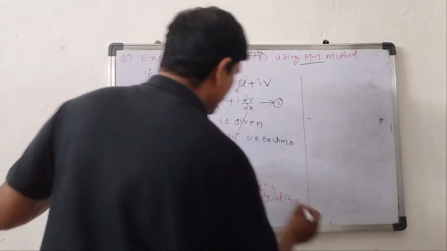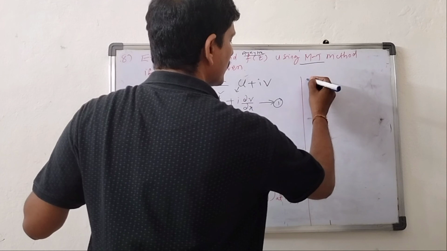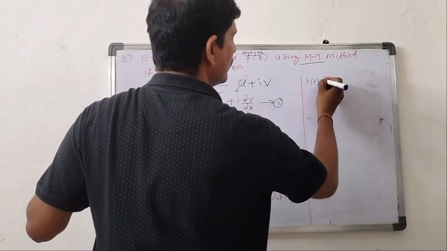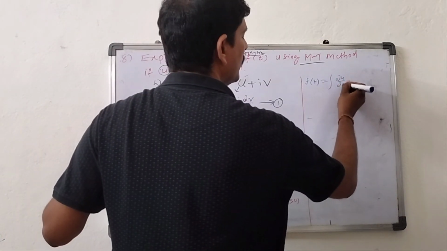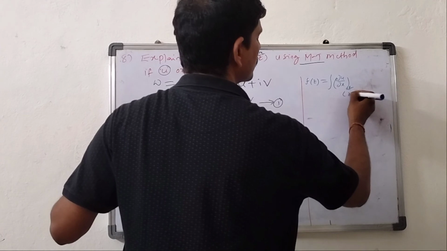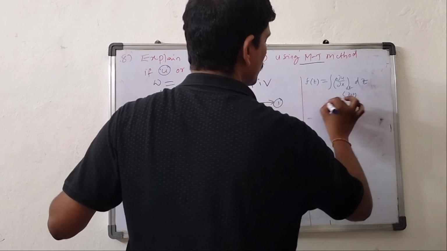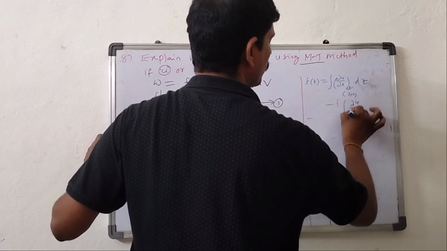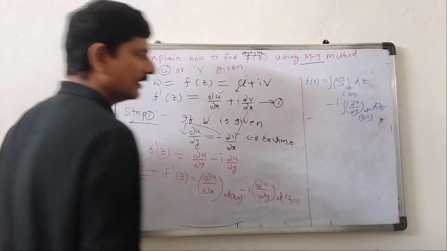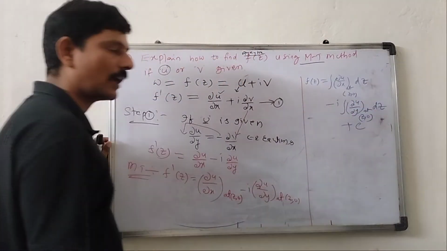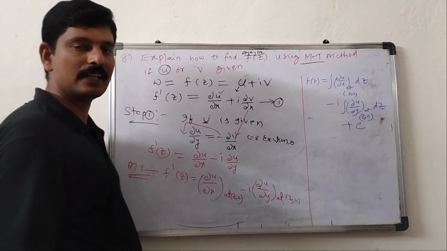Then integrate on both sides. Integral of f dash z: integration and differentiation cancel, and we get directly f of z. f of z is equal to the integral of dou u by dou x at (z, 0) dz minus i into the integral of dou u by dou y at (z, 0) dz. After completing the integration, you have to add a constant, since it is an indefinite integration. So this is the Milne-Thompson method of finding f.